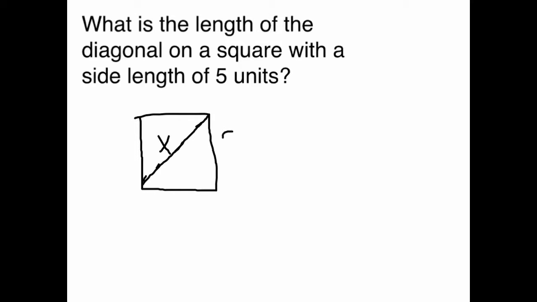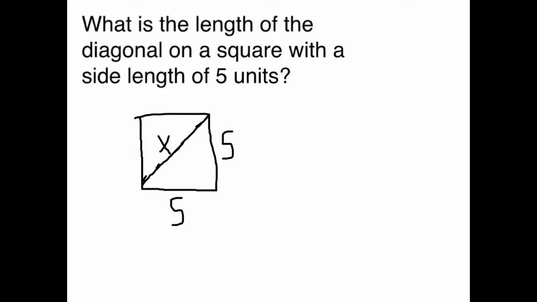Okay, I can go ahead and label one of my sides, but I don't quite have enough information to use the Pythagorean theorem just yet. I know that squares have equal measures on all 4 sides. So if one of my side lengths is 5, the other one must also be 5. Now, this gives me enough information to use the Pythagorean theorem.